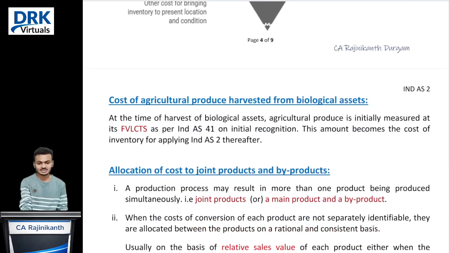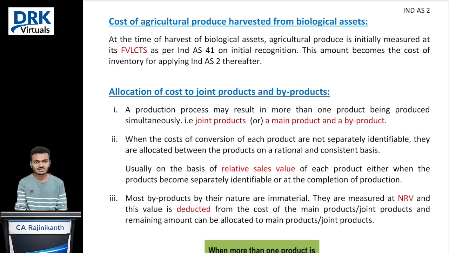So in special cases, how to determine the cost? For example, if our product is harvested agricultural produce, what is the cost? Let's assume this is the point of harvest. Till now, Ind AS 41 is applicable, and after this, Ind AS 2 is applicable. Correct? As per Ind AS 41, we measure the harvested agricultural produce at fair value less cost to sell. Once the harvest is completed, it will become inventory, and that should be accounted as per Ind AS 2.